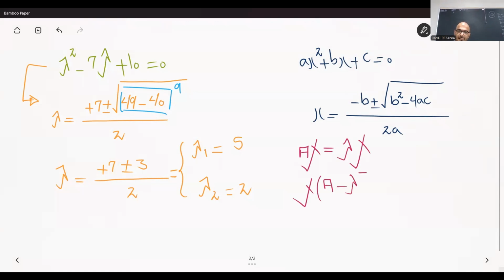lambda I should equal to what? 0. 0 matrix. Look at that. I took everything to the other side. It becomes a 0 matrix. Right.